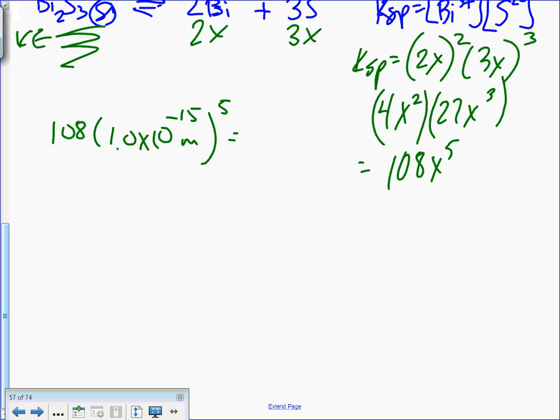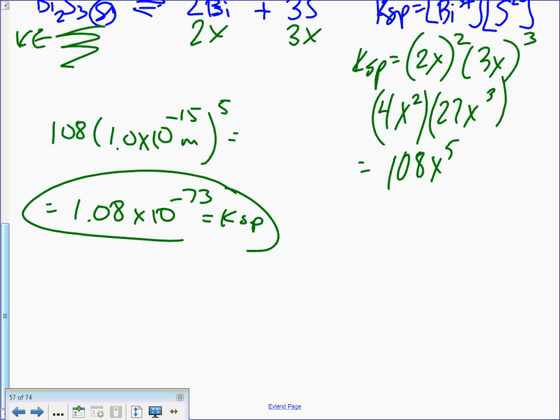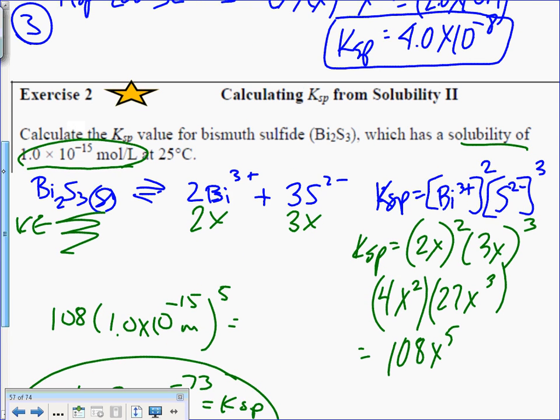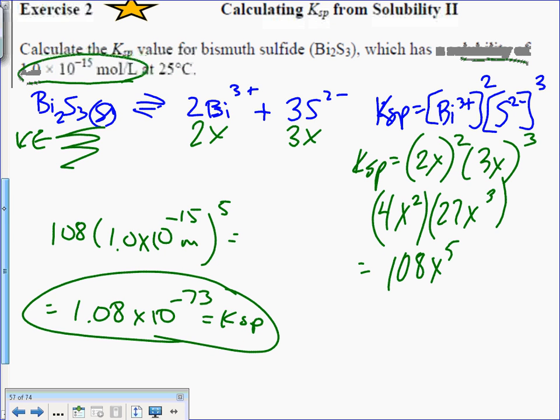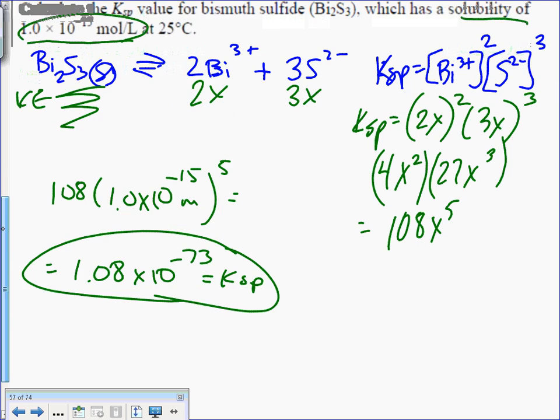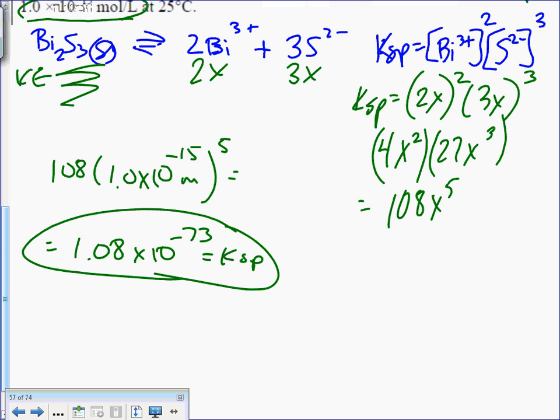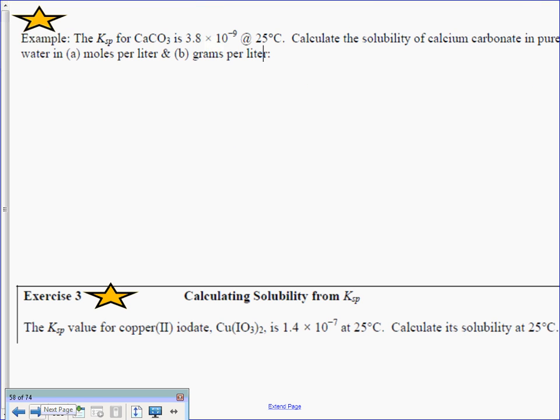That value, guys? 1.08 times 10... Okay, this is KSP. So what can you imagine about bismuth 3 sulfide? Very insoluble. So in water, it would probably be a solid, and there would be so few ions it wouldn't even exist really. Okay, so that was a little bit more complicated. Let's go to this one.